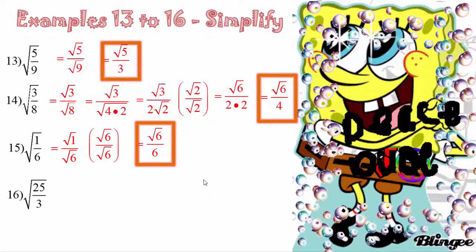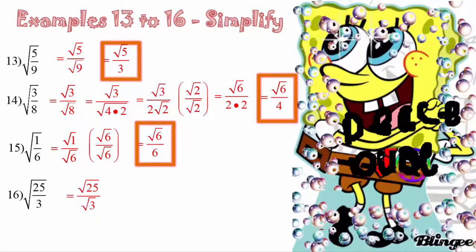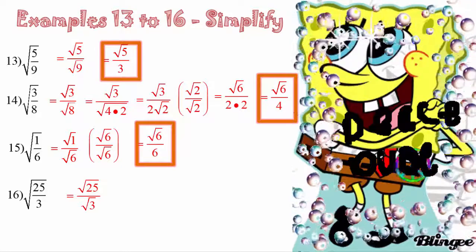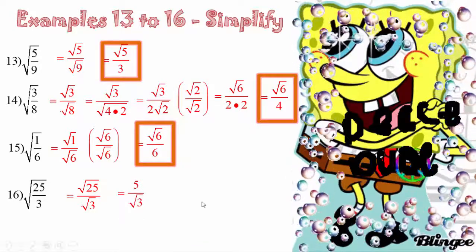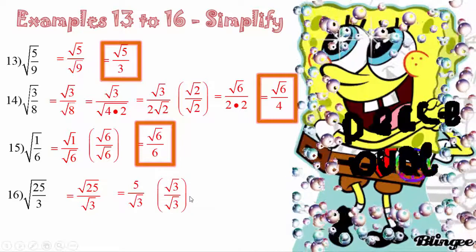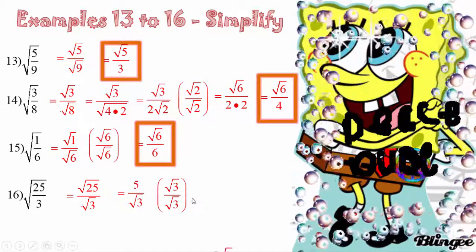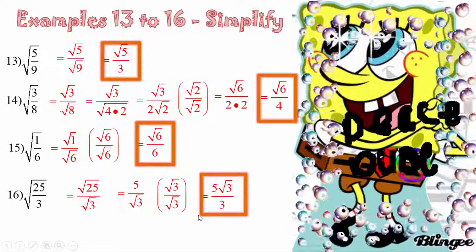Reviewing what we did in example number 16, we found that after we separated the fraction, we got square root of 25 over square root of 3. We saw that square root of 25 is a perfect square, but we were still stuck with square root of 3 in the denominator. So we rationalized the denominator using square root of 3 over square root of 3. And we got 5 square root of 3 over 3. And that was our final answer.